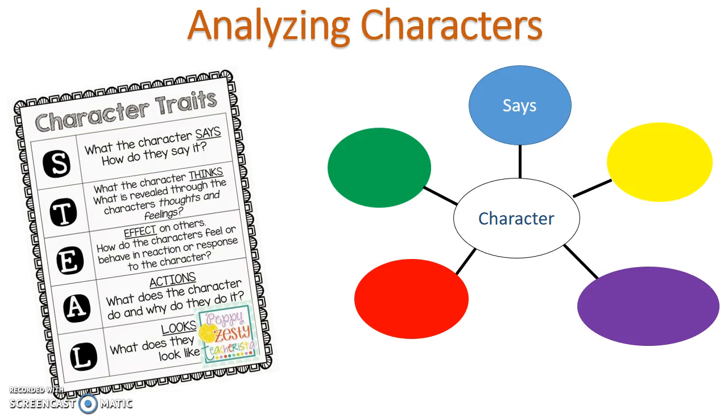The S is for says: what the character says, how he or she says it. The T is for thinks: what the character thinks, what is revealed through the character's thoughts and feelings. E, effects on others. These are the character's relationships.